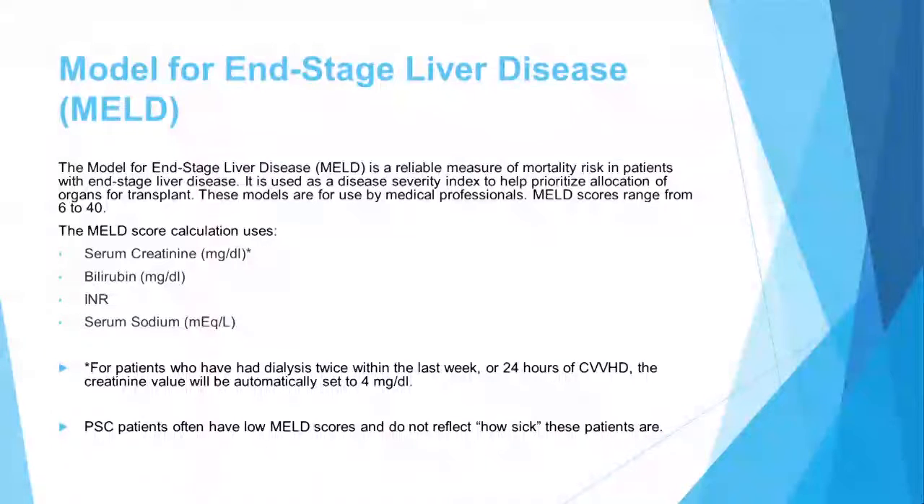So PSC patients usually have complications of liver disease that do not reflect what the MELD score truly should be. So usually you have low MELD scores, 12, 13, 14. It doesn't reflect if you have encephalopathy, ascites, varices, and things like that. So often you're a lot sicker than what your MELD score reflects.